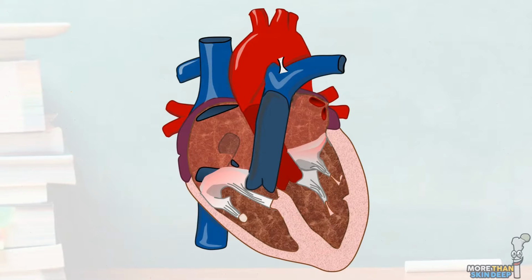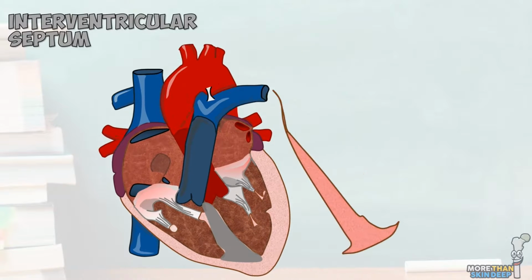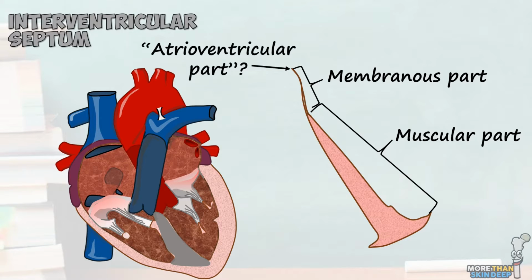Okay, we're nearly done. The last structure we should examine on the internal heart is the septum between the two ventricles. This is known as the interventricular septum, and it's composed of two main parts, the muscular septum and the membranous septum. The muscular part forms most of the interventricular septum and is the bit closest to the apex, with the membranous part being thinner and closer to the atria. Some texts consider there to be a third atrioventricular part which sits just above the septal cusp of the tricuspid valve. The cardiac conduction system passes directly through this interventricular septum on its way towards the apex.